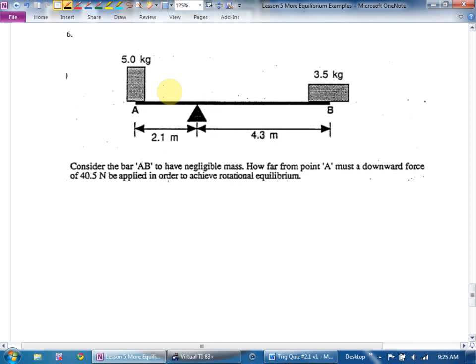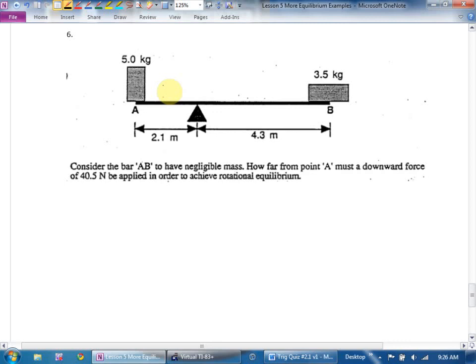It says, consider the bar AB to have negligible mass. There's our magic bar with no mass. How far from point A must a downward force of 40.5 newtons be applied in order to achieve rotational equilibrium? Good question.